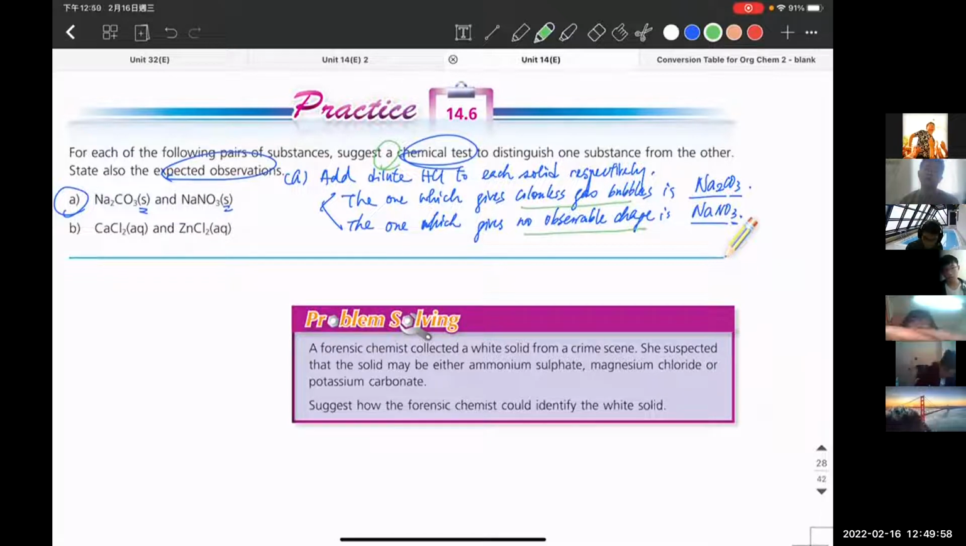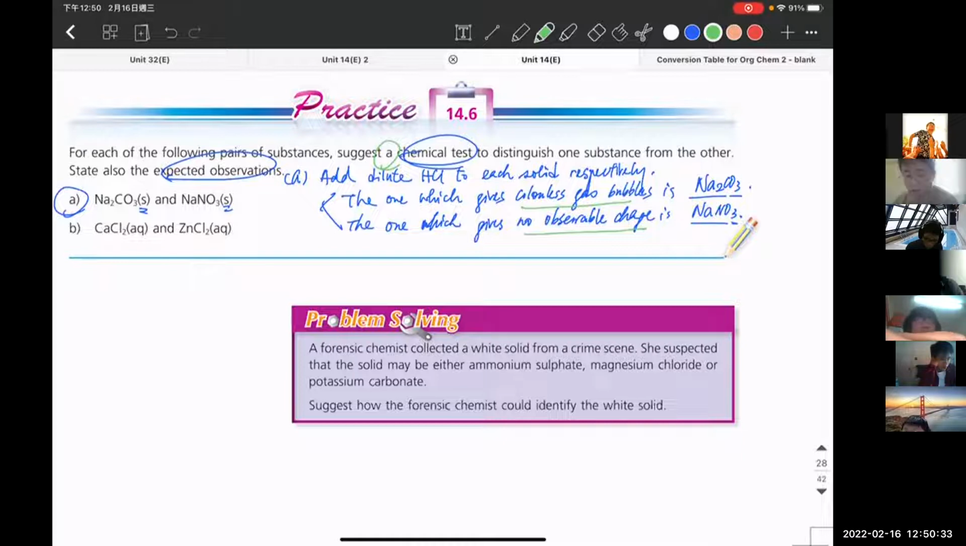Can we use flame test? No. Why not? It will give the same flame color, which is golden yellow, right? So that test is not a good test for you to distinguish which is which.